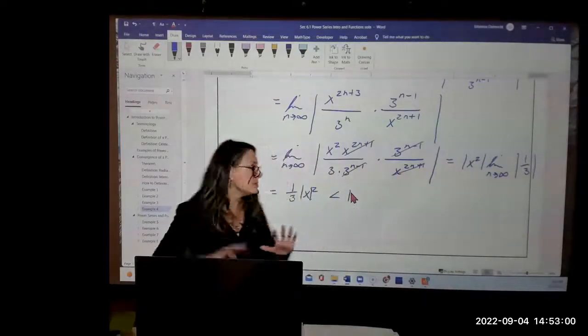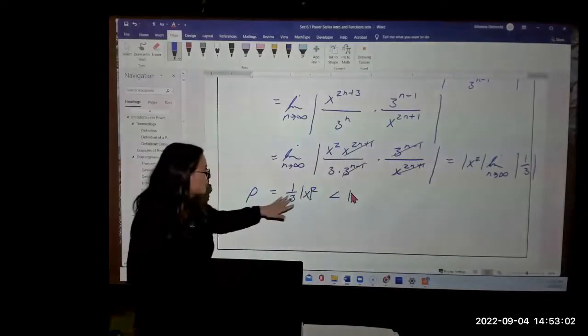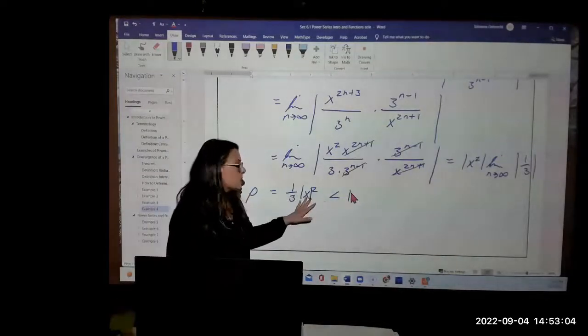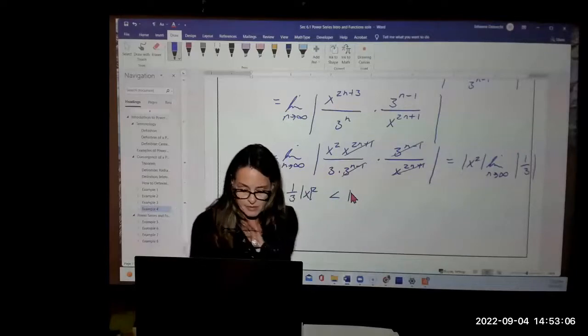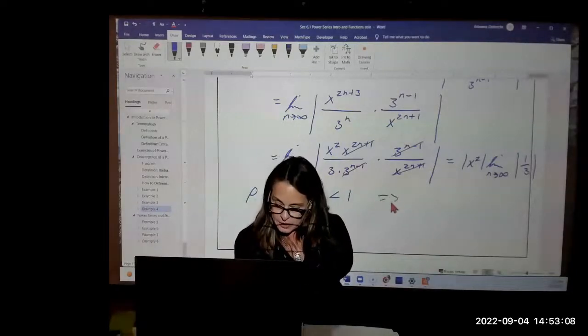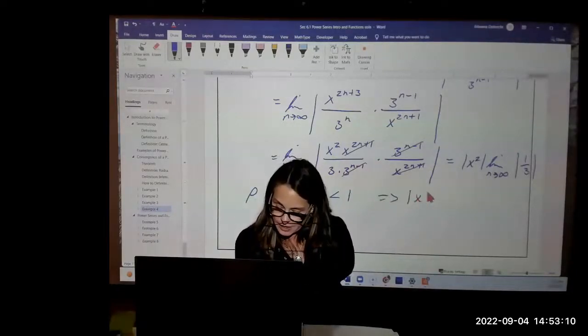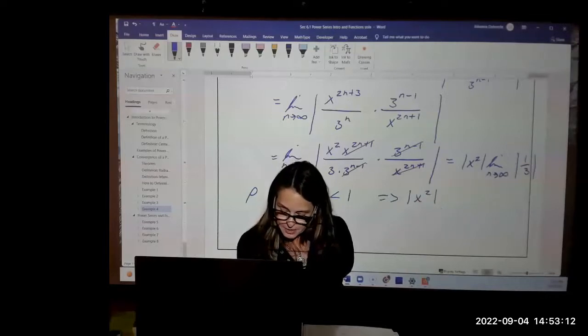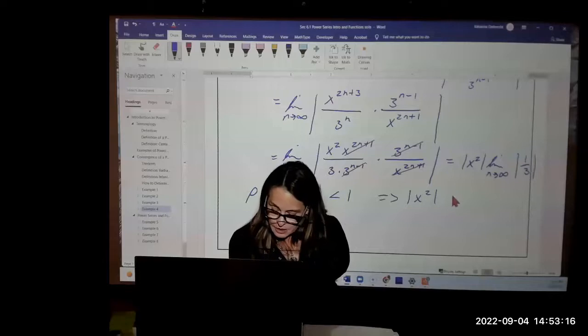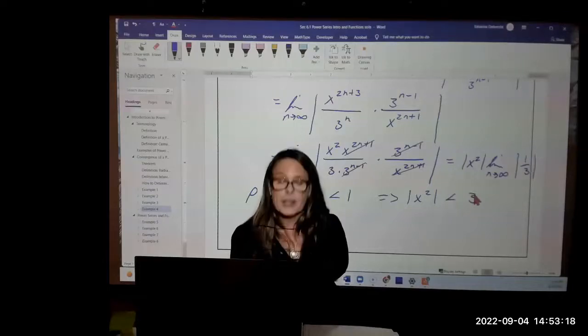So again, I'm going to do the same kind of thing. And I'm going to move the 3 to the other side, so I'm isolating that absolute value. And so this gives me that the absolute value of x squared, looks like I've got my absolute values on the wrong side there, should be less than 3.